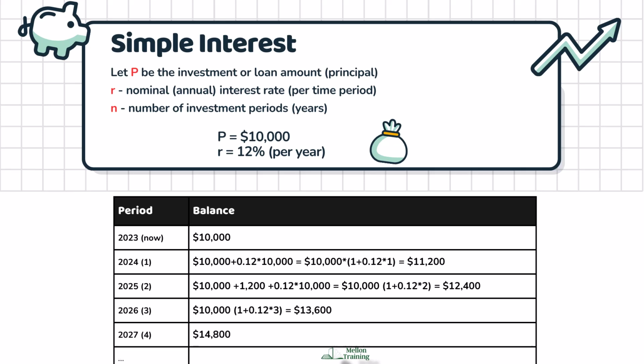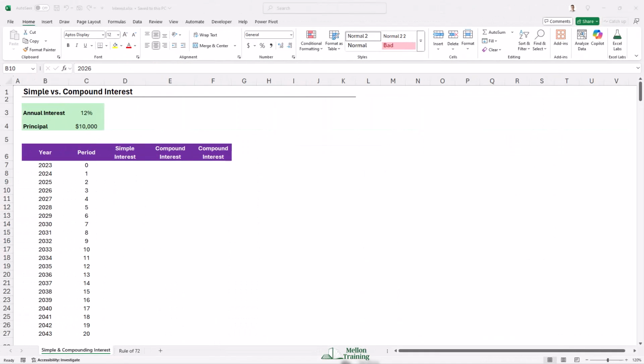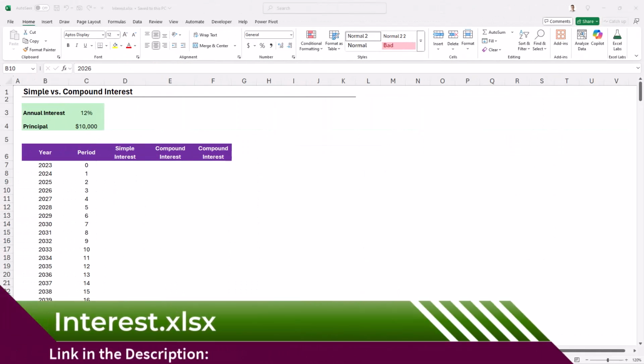And so, we're going to have $13,600. To calculate the future value, what we have at some given time, it's going to be equal to P times 1 plus R times N. Okay? So let's go ahead and actually show you how this is going to look like in Excel. I have already opened the interest Excel file, and I suggest you do the same so that you can follow along.